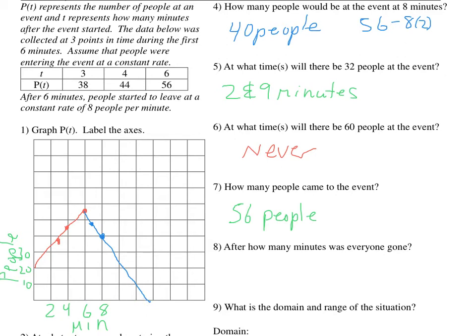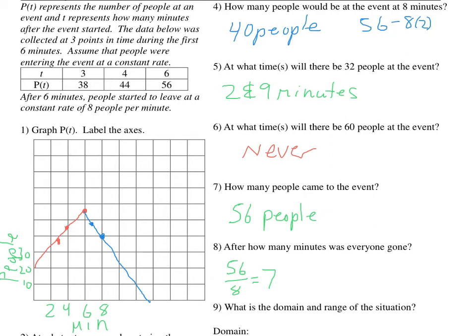All right, and here's an easy way to do it. If I know I have 56 people here, and I'm dropping by 8 people per minute, let's take the 56 and divide it by 8. That tells us how many minutes it would take to lose everybody. So if I take my 56 people and divide it by 8, you should notice that becomes a 7. All right? So if that's 7 minutes to get from this point to that point, and at this point that's 6 minutes, what's 6 minutes and 7 minutes later?